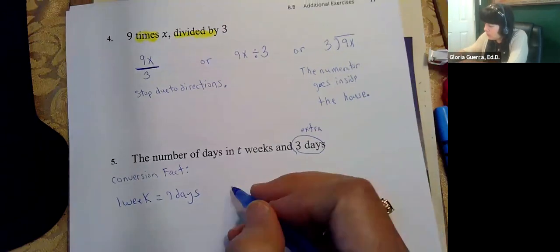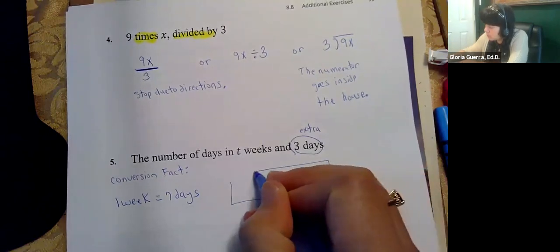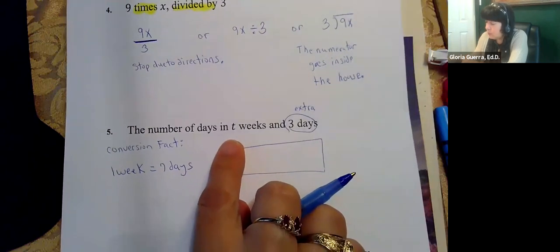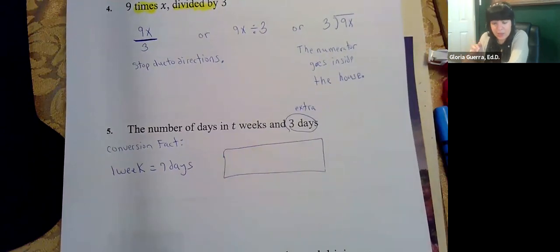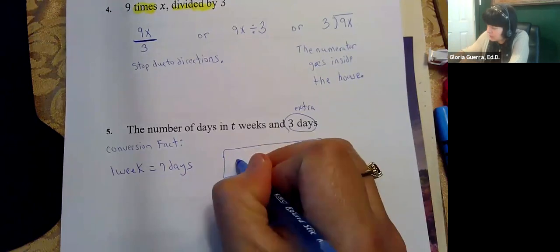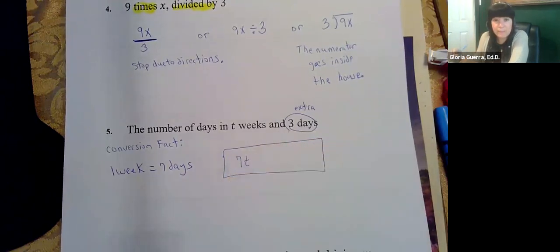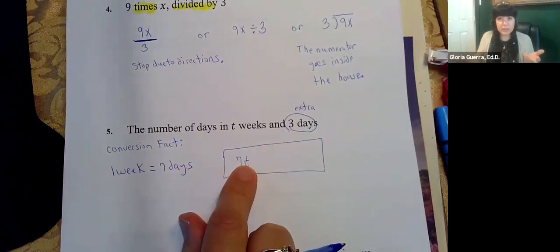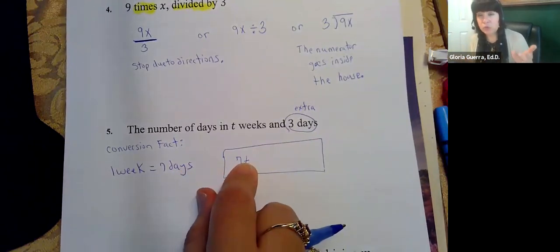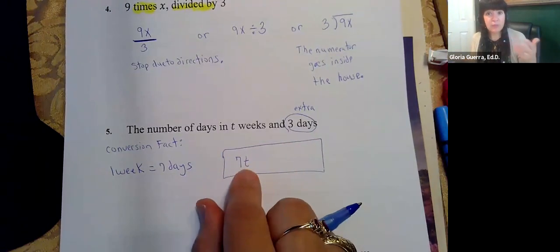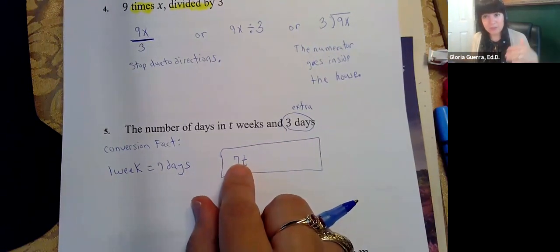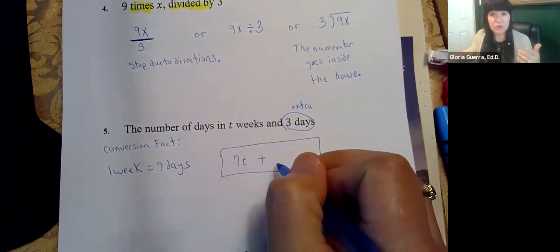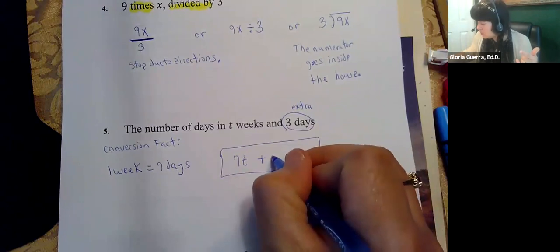Okay. So when we write up our answer, the number of days in T weeks and 3 days could be written like this: 7T, because there's 7 days in a week. They didn't tell us how many weeks, 1 week, 2 weeks, 3 weeks. If it's like 4 weeks, you could multiply 7 times 4. But now you have these extra days, so it's plus 3.